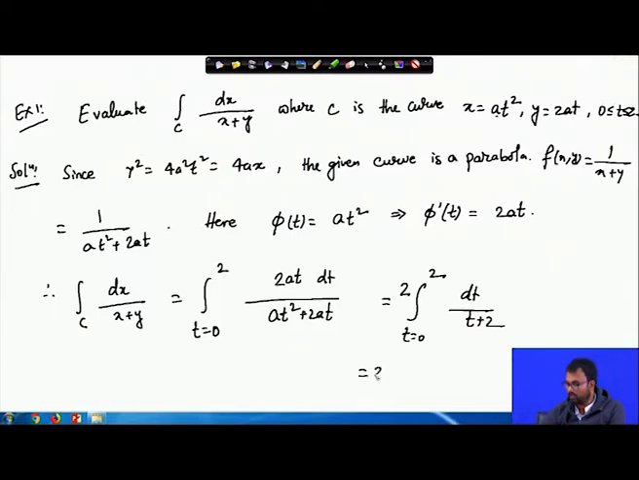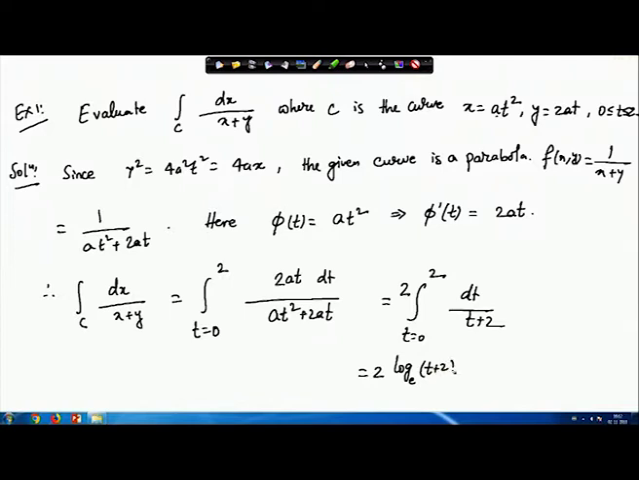Once we integrate, it will be 2 log to the base e of t plus 2, with t at 0 and t at 2. So when we substitute t equals 2, it will be log 4, and when we substitute t equals 0, it will be log 2, and if we do some simple calculation, it will lead to 2 log 2, to the base e. So this is the required answer, the evaluation of this integral along this curve C.